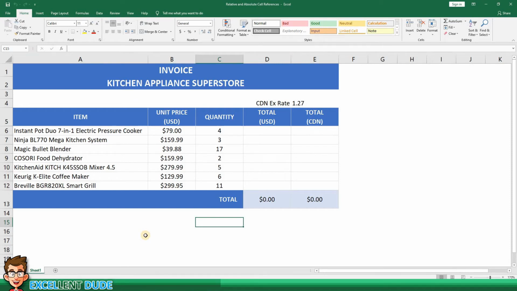Relative cell references are the default in Microsoft Excel and are probably the ones you'll use most often in your work. Here's an example to show relative cell references in action.